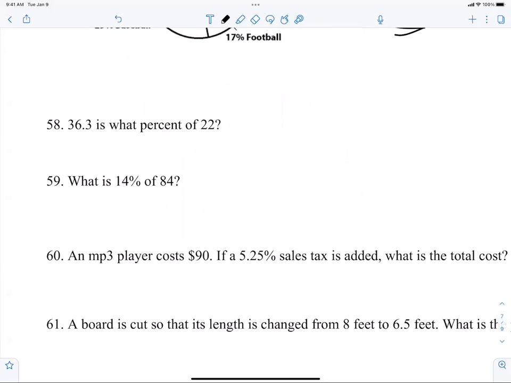Percent over 100 equals percent over 100. So now how would I write this? 36.3 over 22 is equal to X over 100. That's better. Now you know.